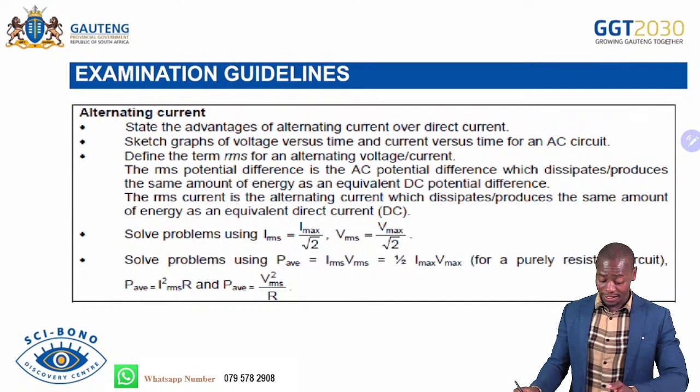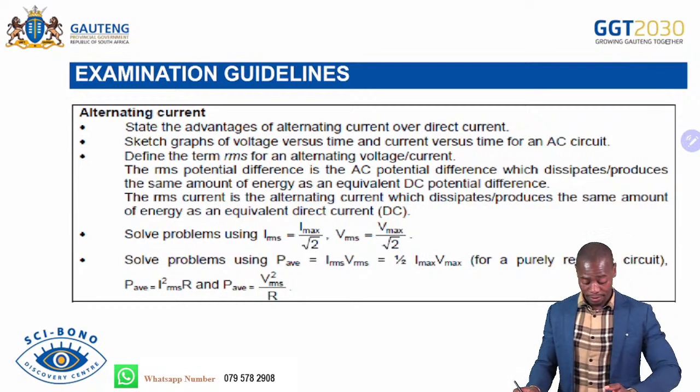State the advantages of alternating current over direct current. Sketch graphs of voltage versus time and current versus time for an AC circuit. Define the term root mean square for an alternating voltage or current. Solve problems using the equations I_rms equals I_max over root 2, V_rms equals V_max over root 2.